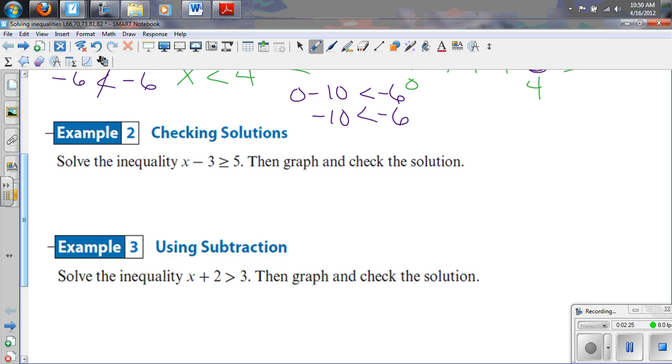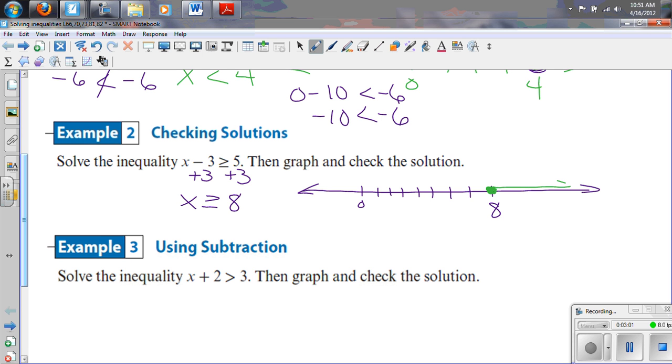So here's the second one, and it wants you to graph it and then check the solution. So solve the inequality first, add 3 to both sides. Then we have x is greater than or equal to 8. And then we're going to graph it. So again, here's our 0, 1, 2, 3, 4, and our 8. And we're looking at numbers greater than or equal to, so this time we're going to fill in the 8, because we're including 8, and then we're going anything greater than 8.